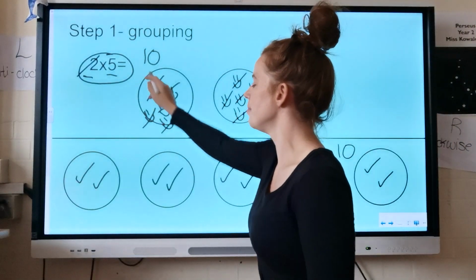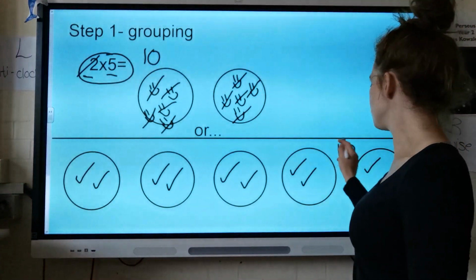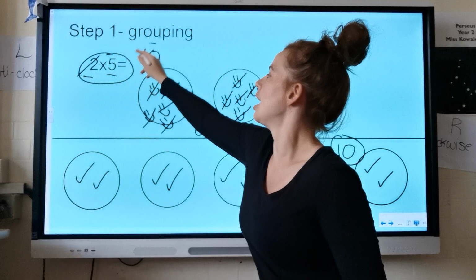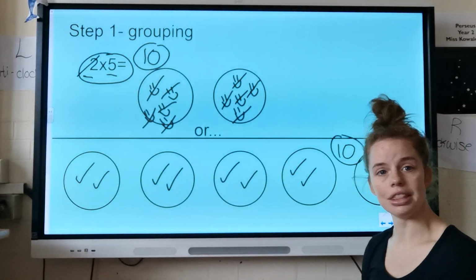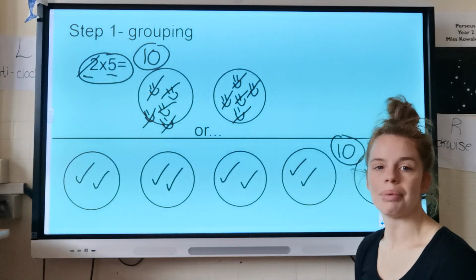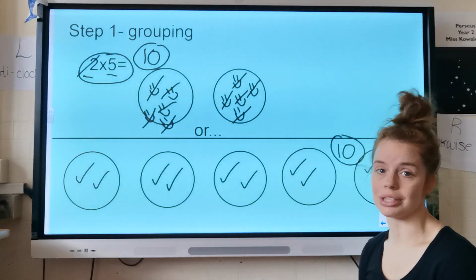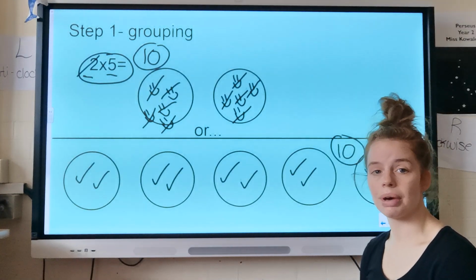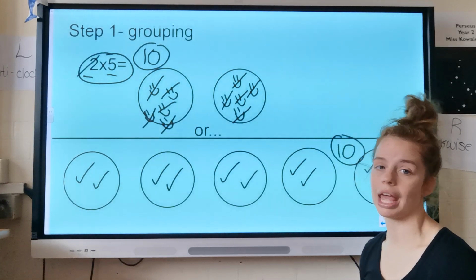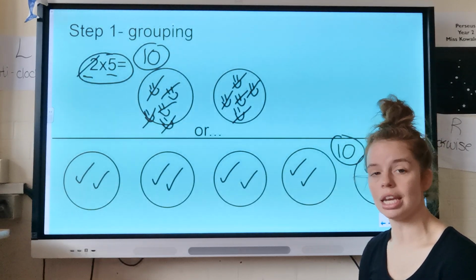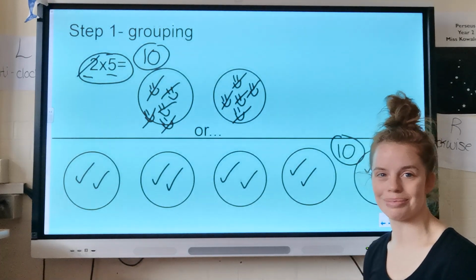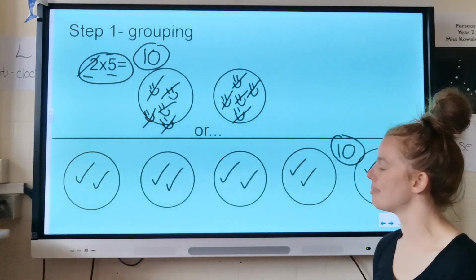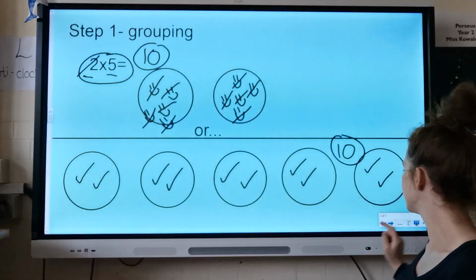So if you look here, no matter what way we do it, we get the same answer of 10. So this step is called grouping, and there's 2 ways that they could do it, but we get the exact same answer. You can teach them both ways, you can teach them one way, but as long as they know that multiplication can go both ways. So it could be 2 times 5 or it could be 5 times 2. All right, so that is step 1 of our multiplication.